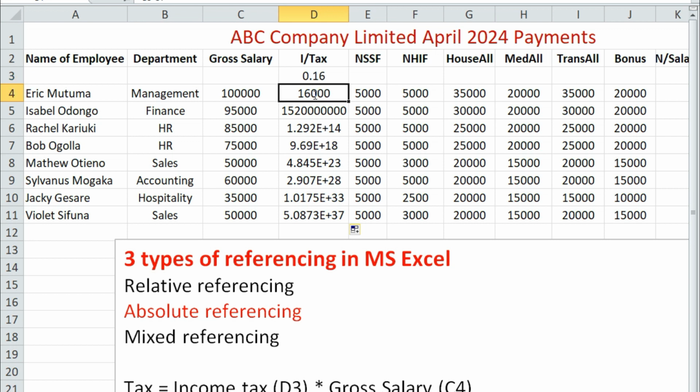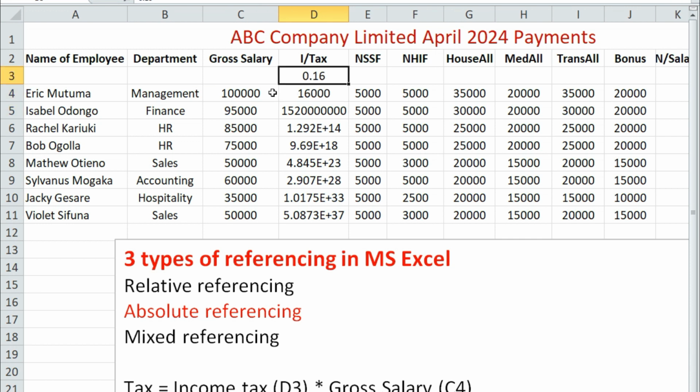So instead of saying just D3, which is this one, we say is equals to $D and then $3. So this $ sign here makes the column constant and the row constant. So the cell at D3, this one here, 0.16, is a constant. Now the computer will do what?